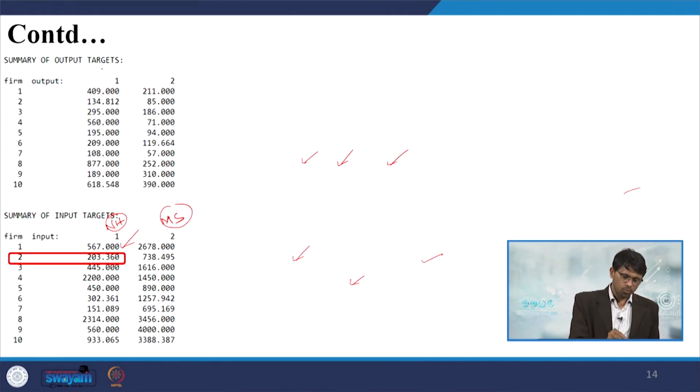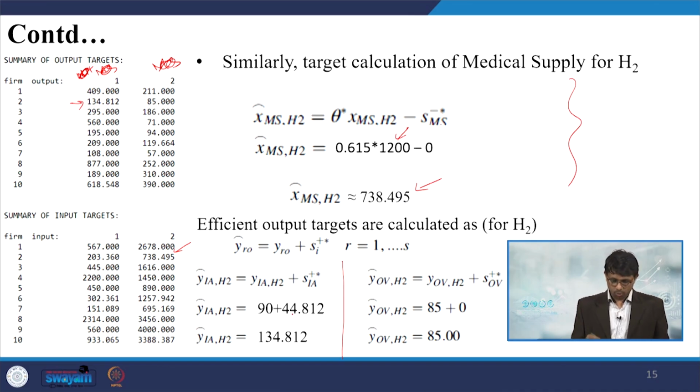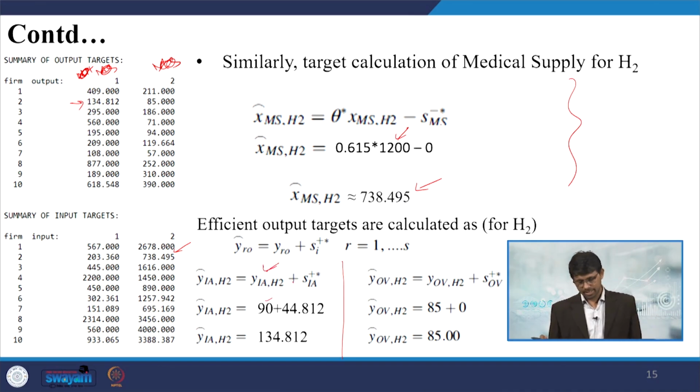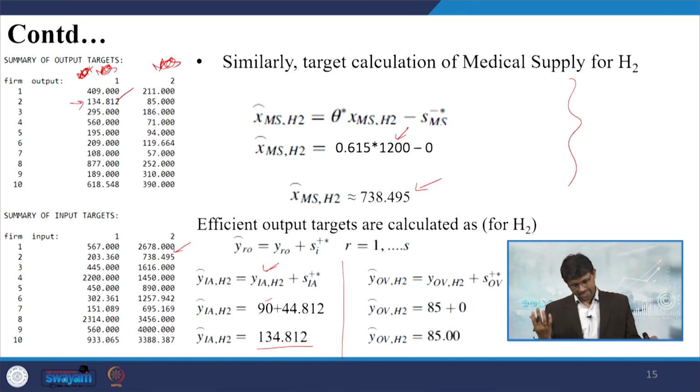Now, the first output, Q1 and Q2. I have already shown you that the slacks are different, and accordingly we have mentioned the slacks. We have just added the slack to that output value. The output value was 90 plus the slack, hence it is 134.812.